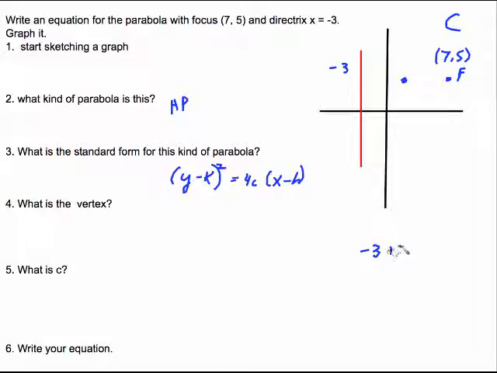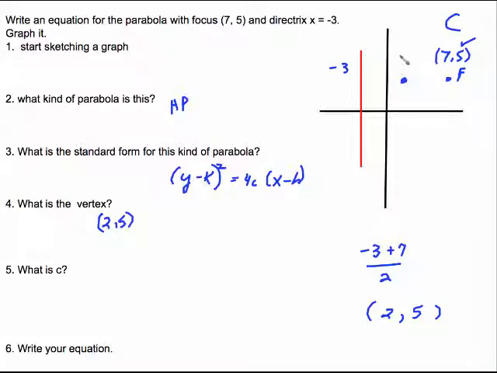-3 plus 7 over 2 will be 4 over 2, which is 2. Now there's no work needed to find the y part. That vertex has got to be along the same horizontal line as the focus. Therefore, the y part, which is the k, is 5. So the vertex is 2, 5.